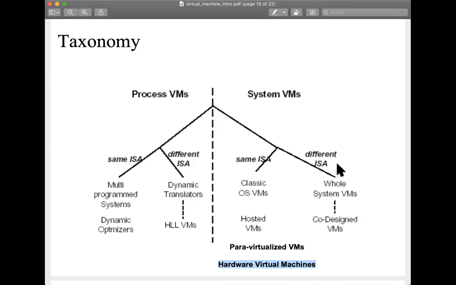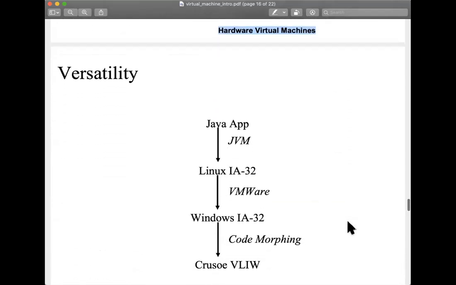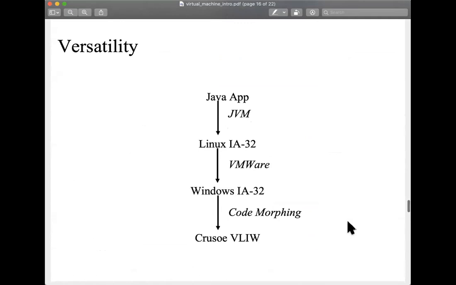Under different ISA system VMs, we talked about things like Virtual PC, where they're whole system VMs, and also things like Transmeta Crusoe, which are co-designed VMs. Okay, and I think this is going to be the final slide I'll cover today.